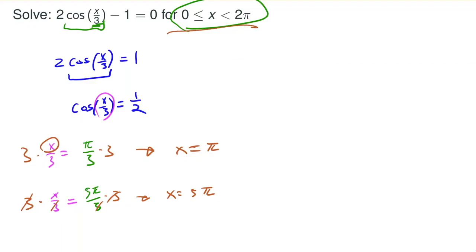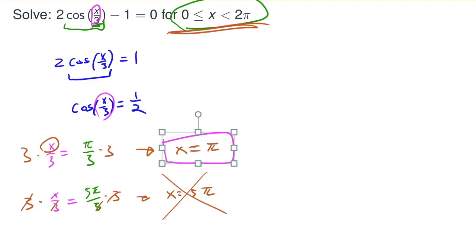But the answer must be between 0 and 2 pi, right? So this is not an answer. This is not part of the answer because of this restriction. So the only answer for this problem is x equals pi. Again, we worry about this inside later, after we isolate the trig expression, until we can find the specific angle like we did here. We don't worry about it.